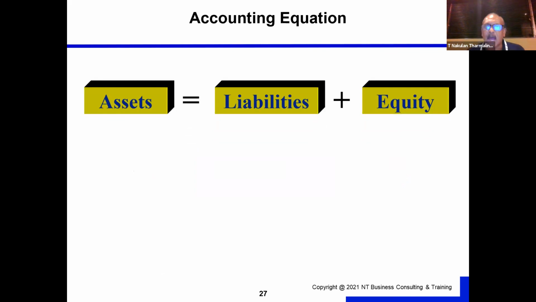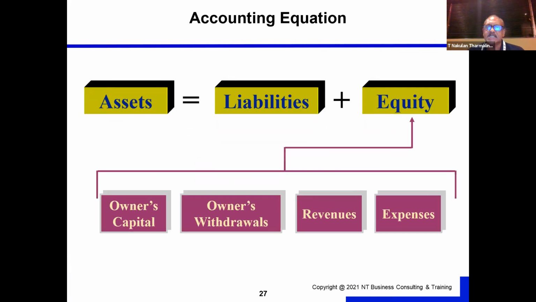So again, coming back to the equation, assets equals liability plus equity. So you have owner's capital. If you put more money into your business, owner's capital will go up. If you take out money from your business, owner's capital will come down. You see the arrow going down. This is what happens to equity. If you have revenues coming into your business, equity will go up. If you have expenses, equity will go down.